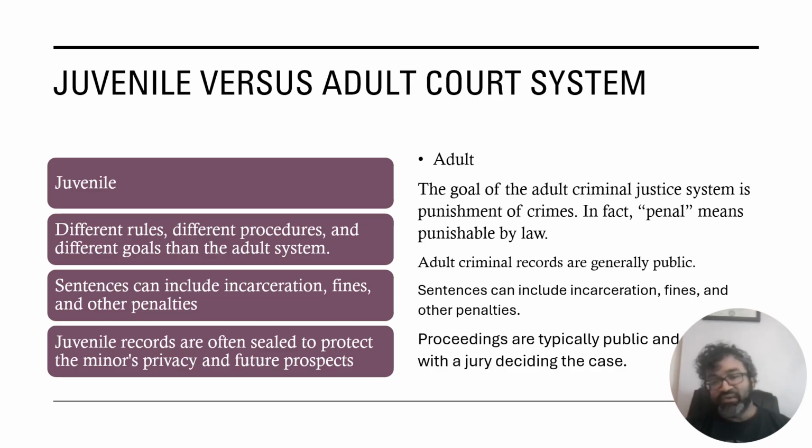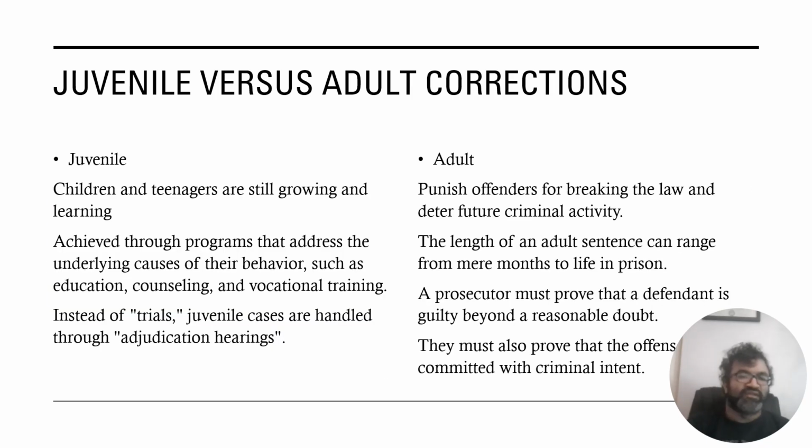So the adult criminal system has a focus on punishment. I mean, penal means punishable by law. So adult criminal records are generally public. Sentences can include incarceration, fines, and other penalties. As you can see, among children, among juveniles, this is kind of similar, but the prevention measure is different. So proceedings are typically public and with the jury deciding the case. So those are the differences between the court system in juvenile and adults.